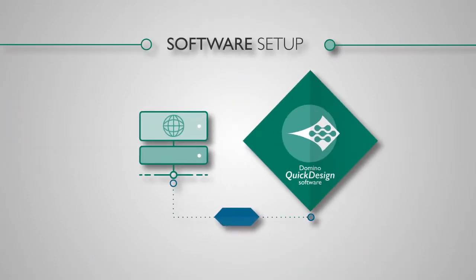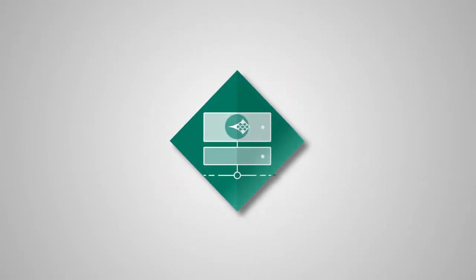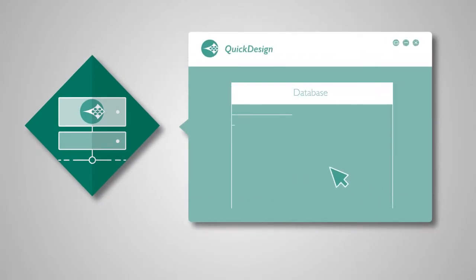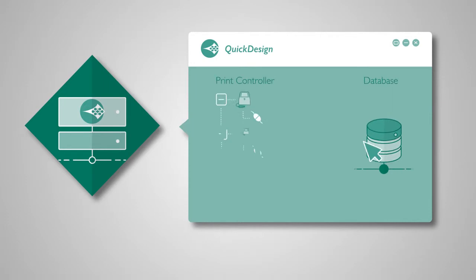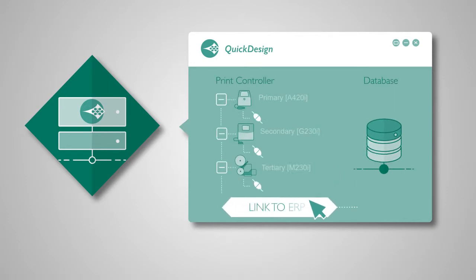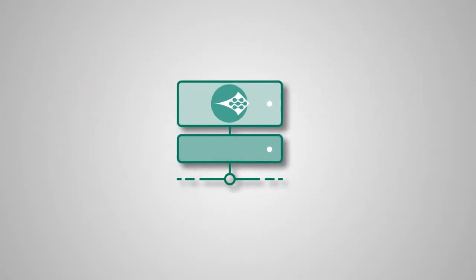First, we install Domino Quick Design Production Plus software onto your production server. This is where a central database is created which houses all configuration for the system. This central point controls all coder activities for the site. The server is linked to your ERP system and to your printers.